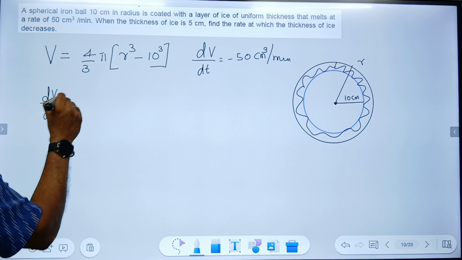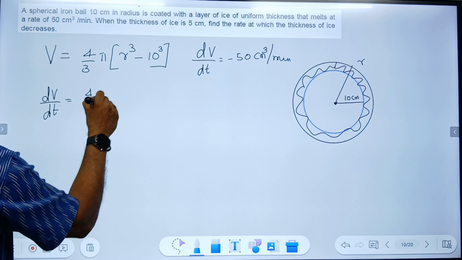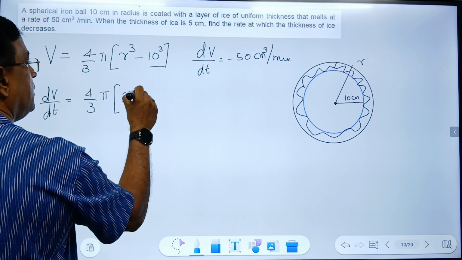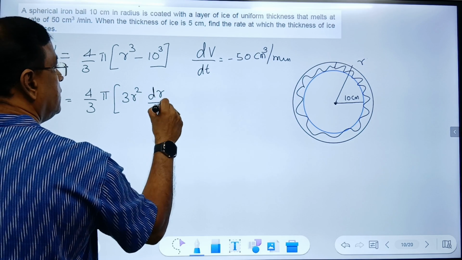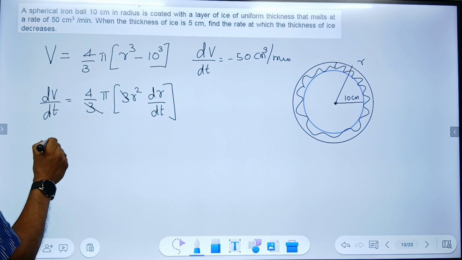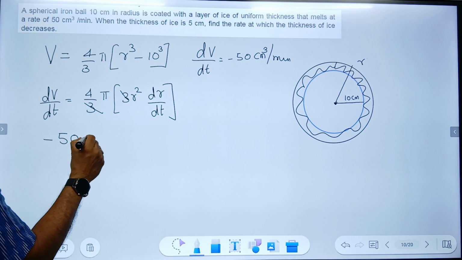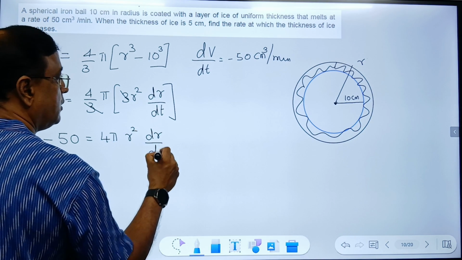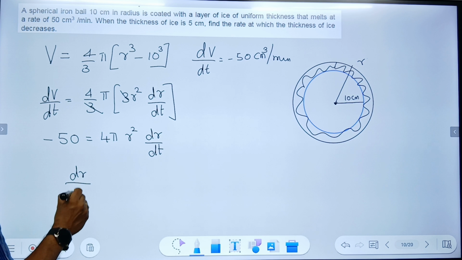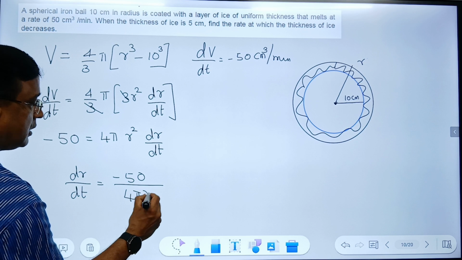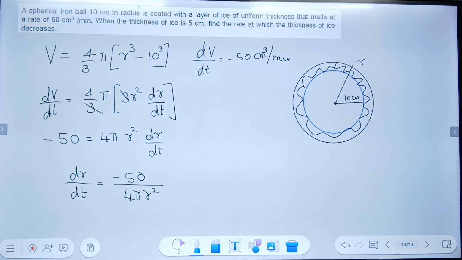Now what is dV by dt? 4 by 3 pi into, what is the differentiation of r cube? r cube is 3r square into dr by dt. And differentiation of 10 cube is 0. So 3 gets cancelled. So dV by dt is minus 50 equal to 4 pi r square into dr by dt. So dr by dt from this will be minus 50 by 4 pi r square. Correct?